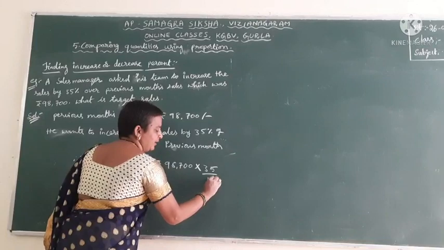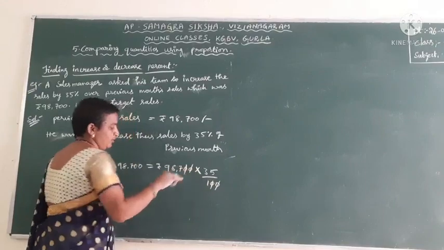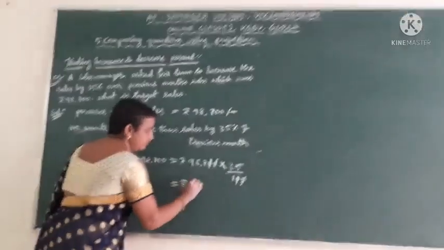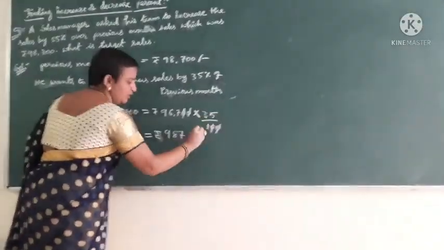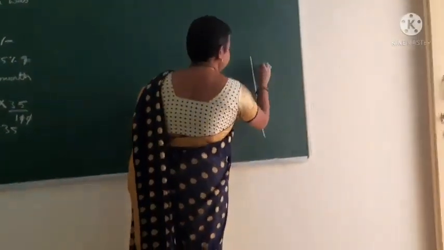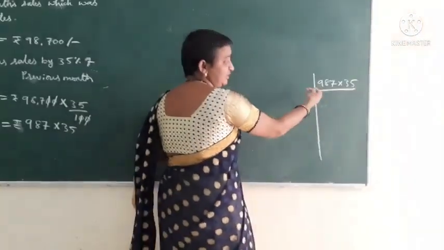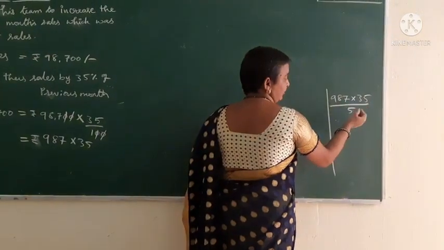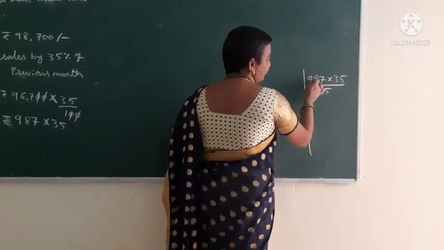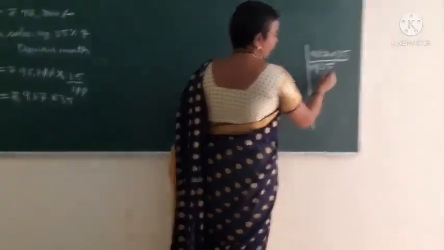So you have to cancel these two zeros. Then you have to multiply rupees 987 into 35. First you multiply with 5. 5 sevens are 35, 5 and carry 3. 5 eights are 40, 40 plus 3 is 43, 3 and carry 4. 5 nines are 45 plus 4, 49.